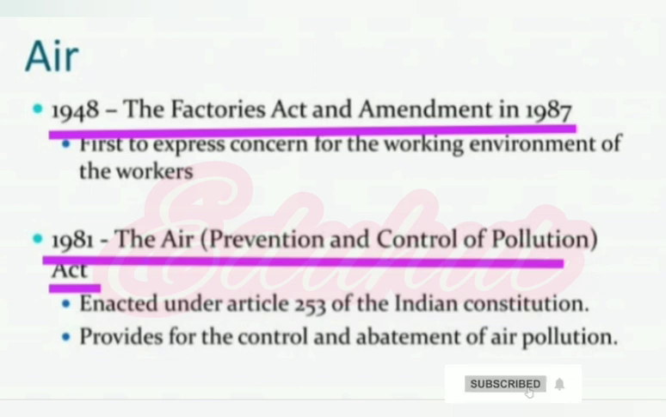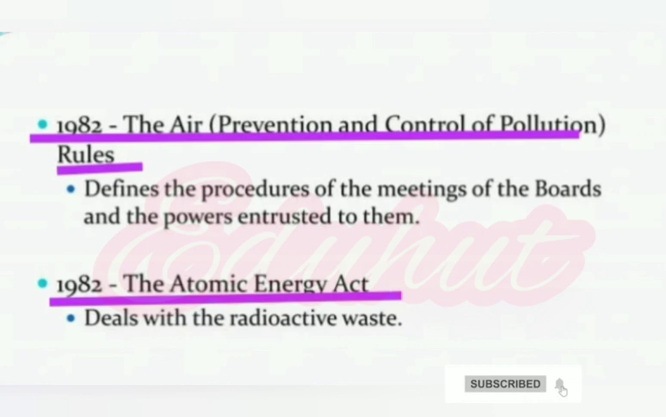1981, the Air Prevention and Control of Pollution Act. It enacted under Article 253 of the Indian Constitution. It provides for the control and abatement of air pollution. 1982, the Air Prevention and Control of Pollution Rules. It defines the procedures of the meeting of the boards and the powers entrusting to them.